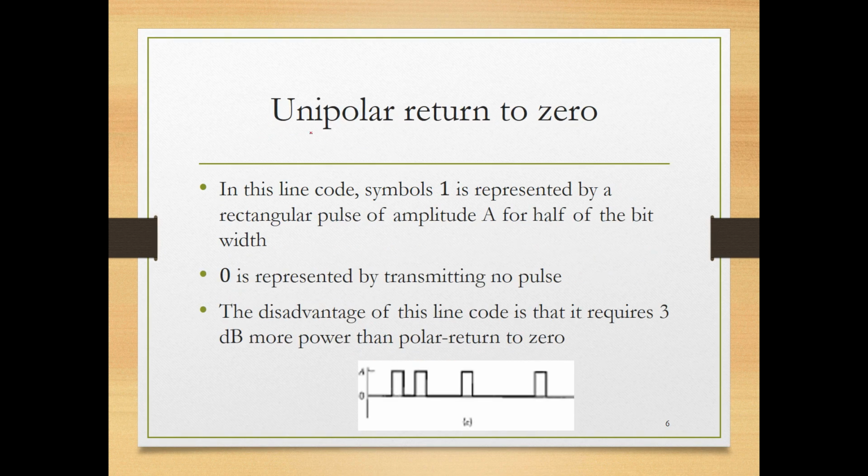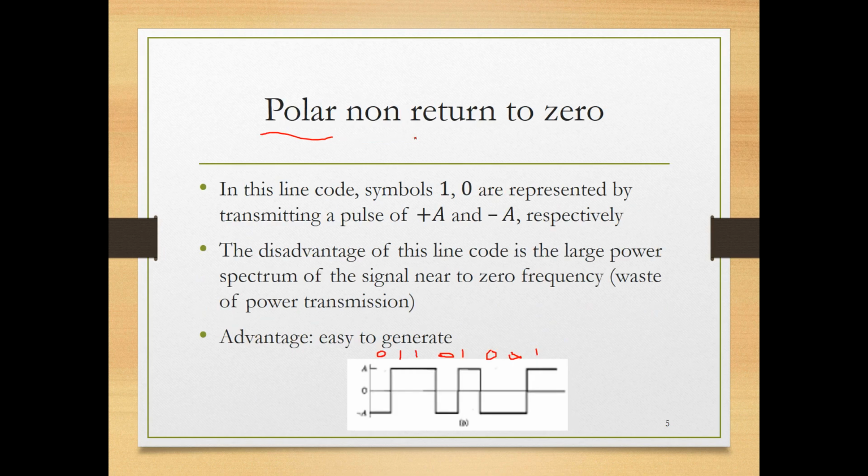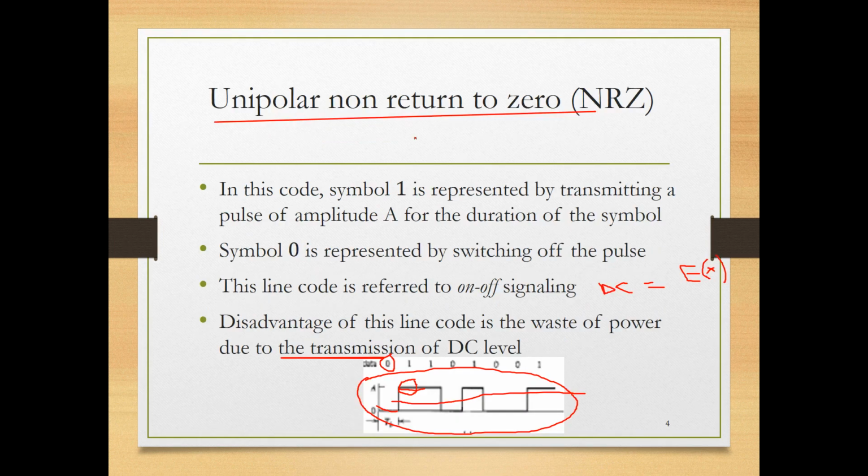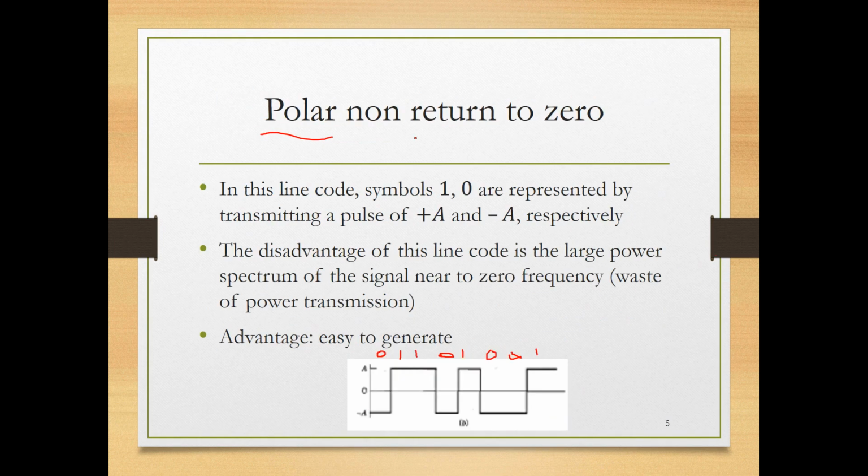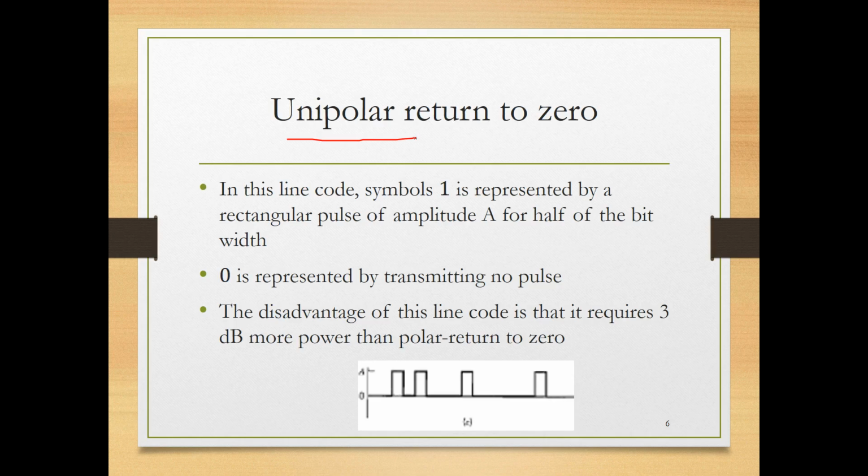The third type is unipolar. Now we have polar, unipolar, and bipolar. Bipolar, we didn't talk about it. We will talk about what bipolar means later on, after 2 slides maybe.